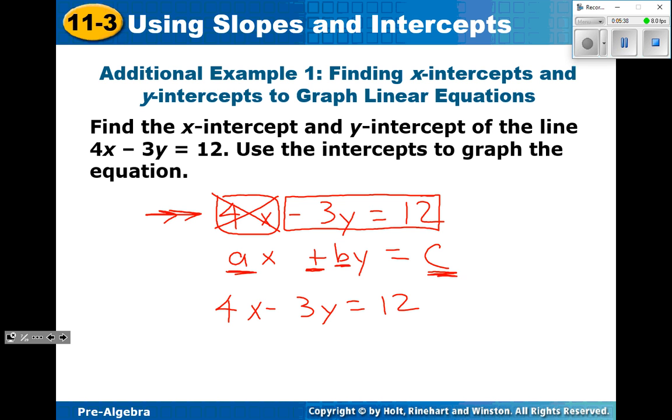So that gave us the y-intercept, and to solve for the x-intercept, just cross out the y portion, and that leaves us with 4x equals 12. Just divide both sides by 4. Since you're plugging in zeros, it just causes that term to go away.